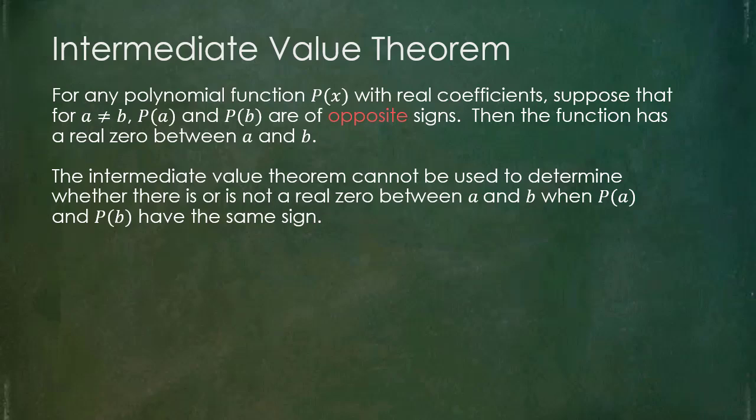So if I ever notice that I get 2 that are both positive or 2 that are both negative when I plug in numbers, then the intermediate value theorem really is not something I can apply, because it does have to be perfectly opposite. Or I guess not perfectly opposite, but you do have to have 1 positive and 1 negative.